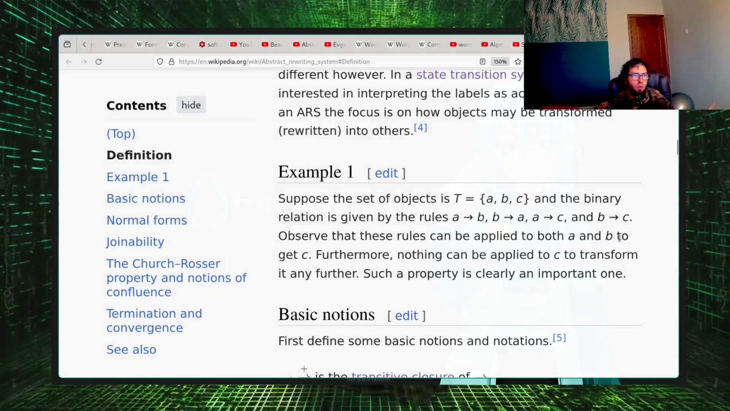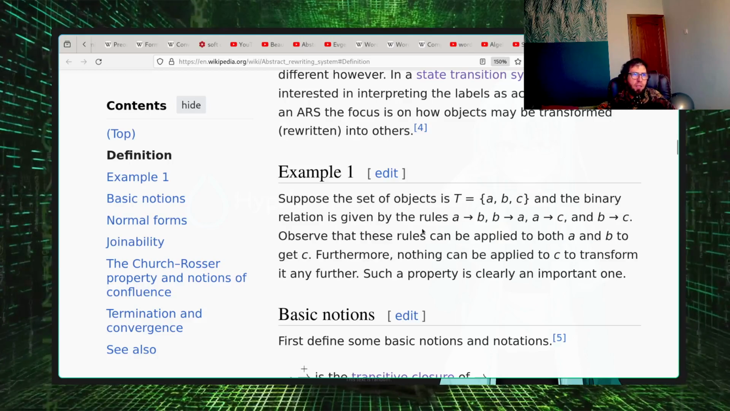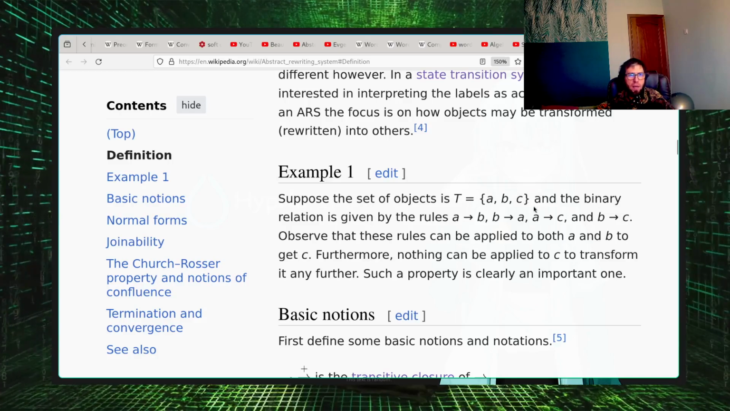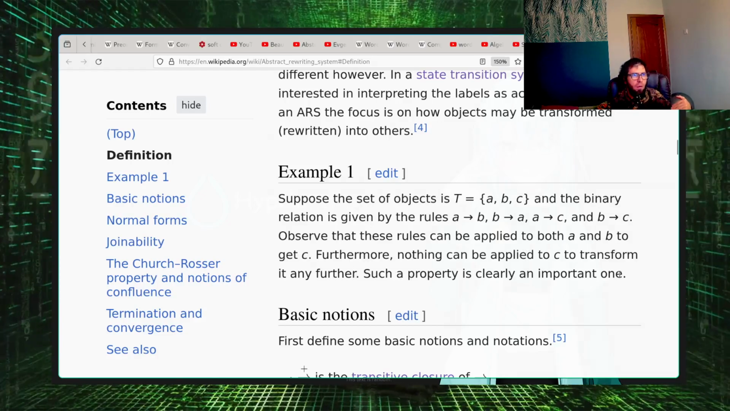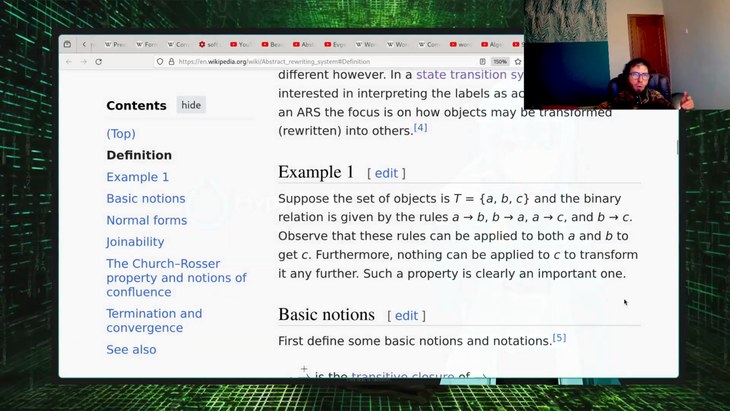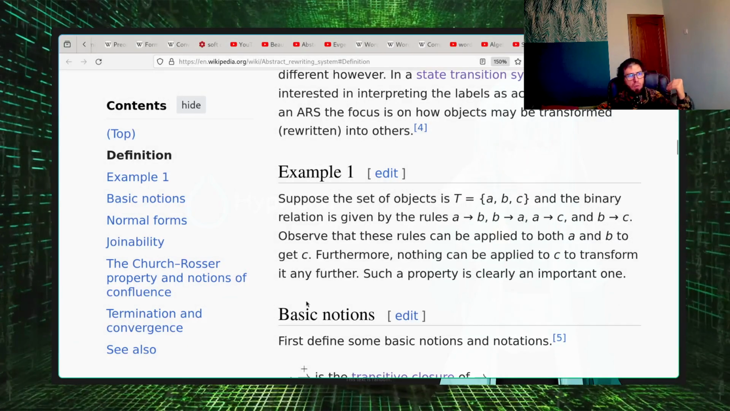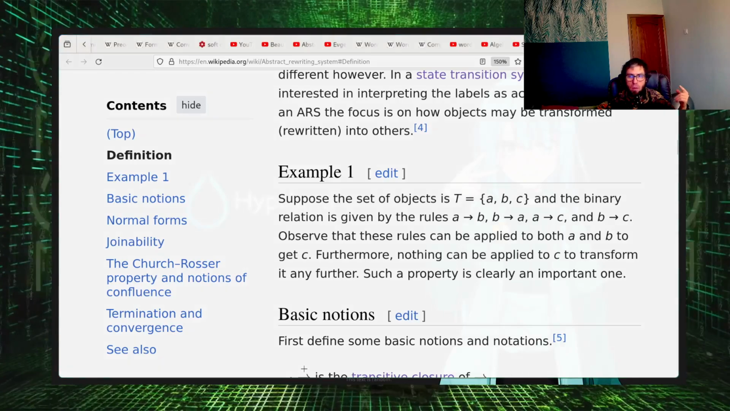Example: suppose the set of objects is T and it consists of A, B, and C as elements, and the binary relation is given by the rules. We can transform A to B, B to A, and A to C, and B to C. Observe that this rule can be applied to both A and B to get C. So we can start from A and start from B, and we can finish with C. Furthermore, nothing can be applied to C to transform it any further. Such a property is clearly an important one.